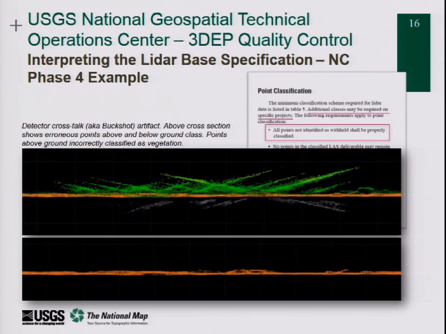Another misclassification, we have buckshot. This is basically sensor crosstalk from a Geiger mode system. For those of you that are familiar with imagery, it's analogous to maybe blooming in imagery, where you have basically saturated signal and a detector can't handle it. So we have this artifact we're calling buckshot. Buckshot really should be classified as noise and tagged as withheld, or at least classified as noise, so that it's not considered a viable data point. In this case, data are classified as vegetation as part of the process, and so it does present a problem.